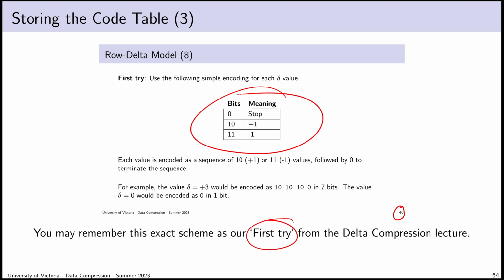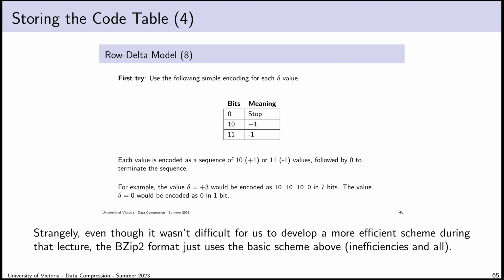a better delta compression scheme because we were able to observe that this is actually full of some redundancies. There are easy ways to save a few bits on this and result in a more compact encoding of deltas. So in our very first experience with delta compression, we were able to come up with this scheme and very quickly improve upon it. And you'd think the designers of BZip, who are compression experts, would have done the same thing, but they didn't. And so in BZip, we use this basic scheme even though it's inefficient.